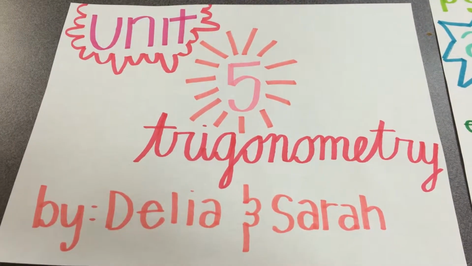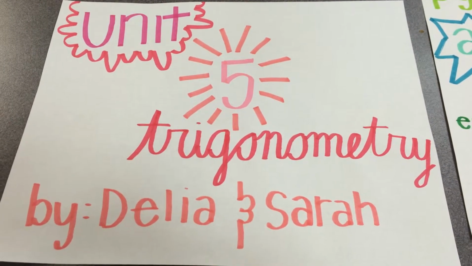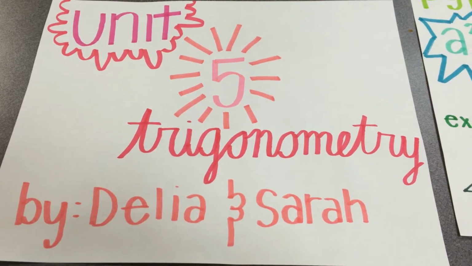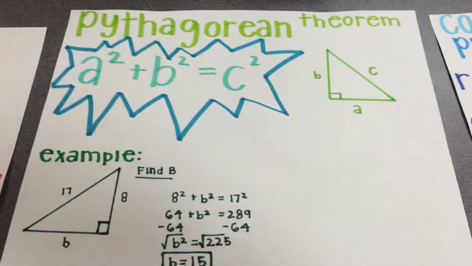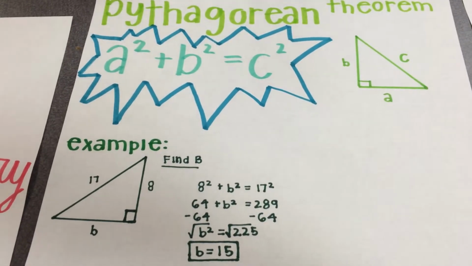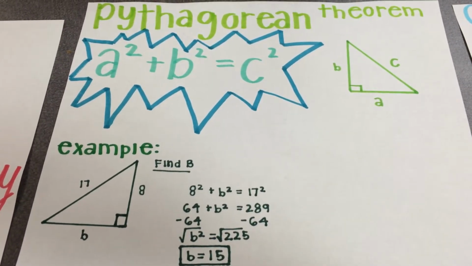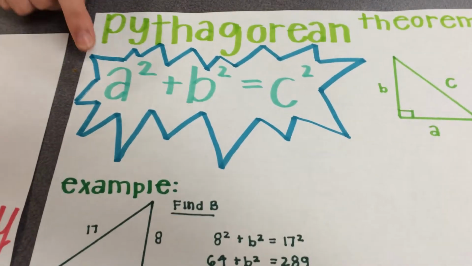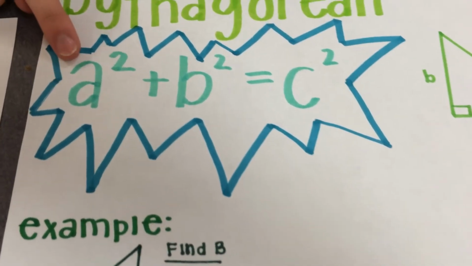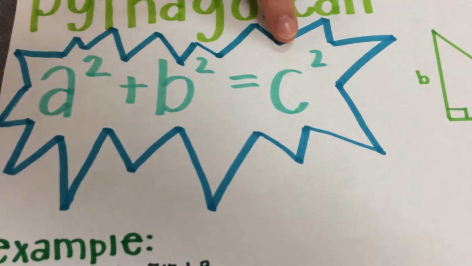Our topic is covering Unit 5 Trigonometry, which involves sine, cosine, and tangent. The Pythagorean theorem is a formula that helps mathematicians solve for sides when given a triangle with a 90-degree angle. In the formula, a squared plus b squared equals c squared.